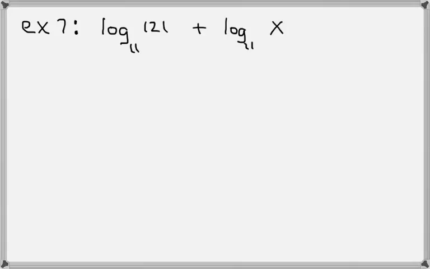In this example, we have log base 11 of 121 plus log base 11 of x. Check to make sure your bases are the same. They are both 11, so they're the same. We can combine this into one log base 11 of our 121 times the x.